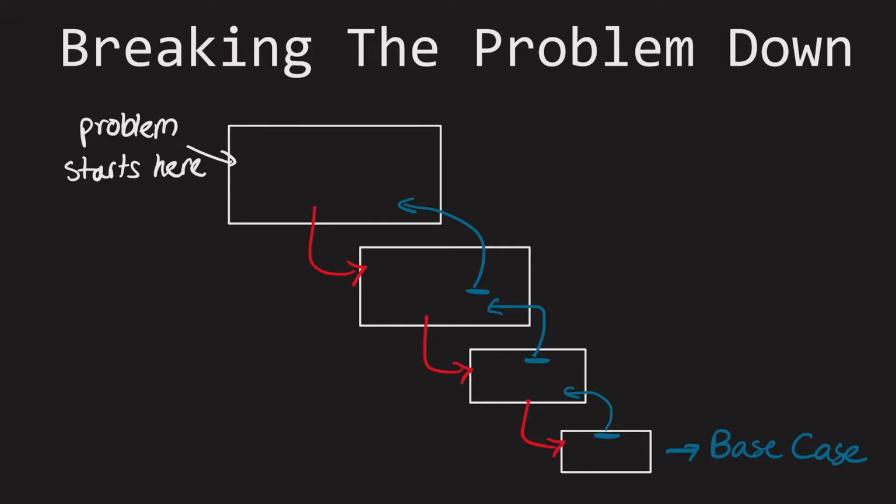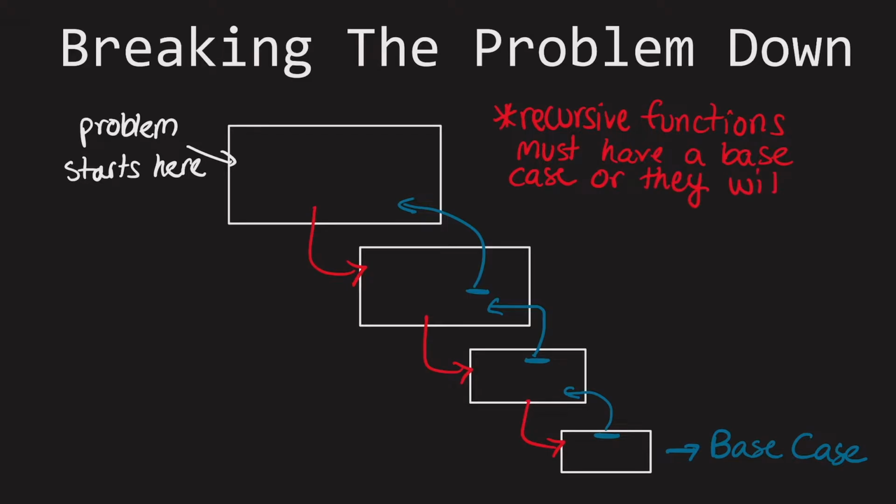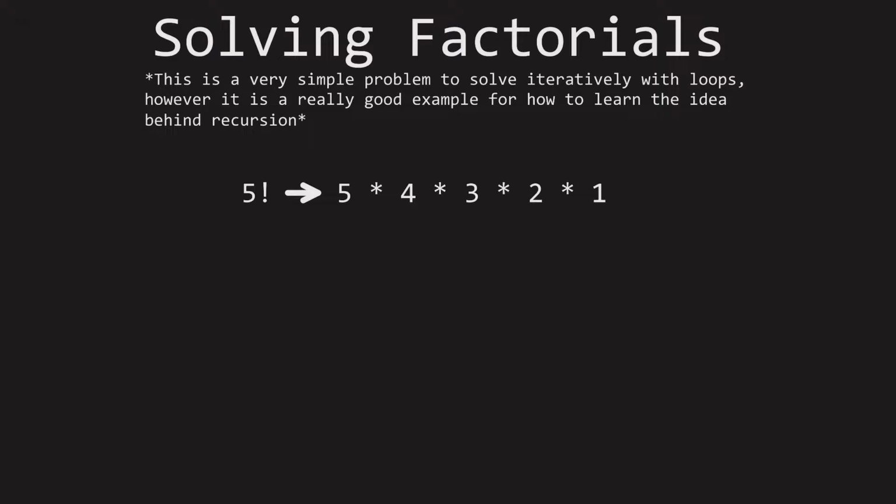The goal with each recursive call is to get our problem closer and closer to the base case. That's because recursive functions must have a base case or they will never end. See, I believe solving factorials is a really simple way to visualize the problem-solving mindset you need for recursion. Note, solving factorials is very easy to do iteratively using loops. However, its recursive solution is elegant in my opinion.